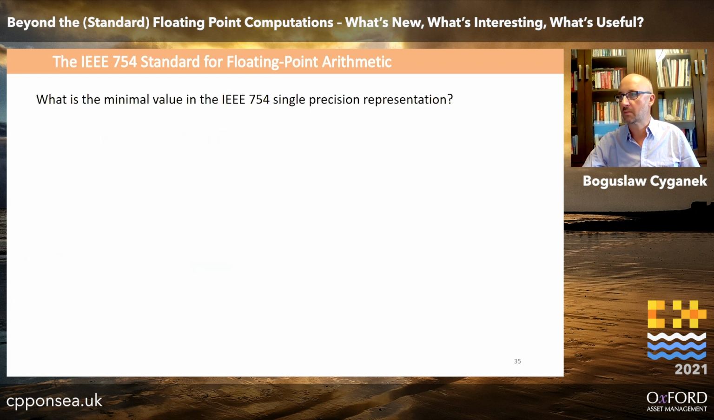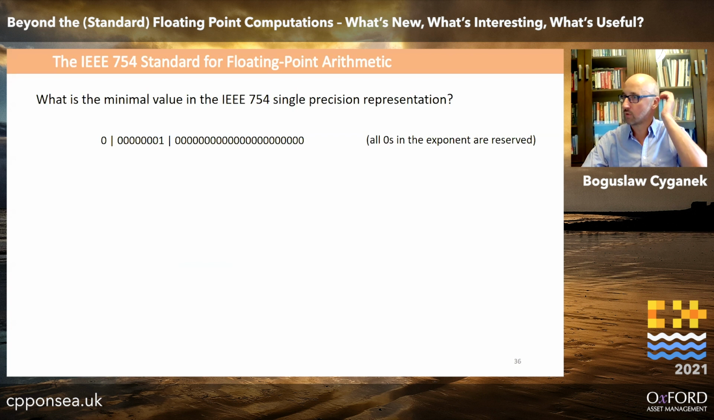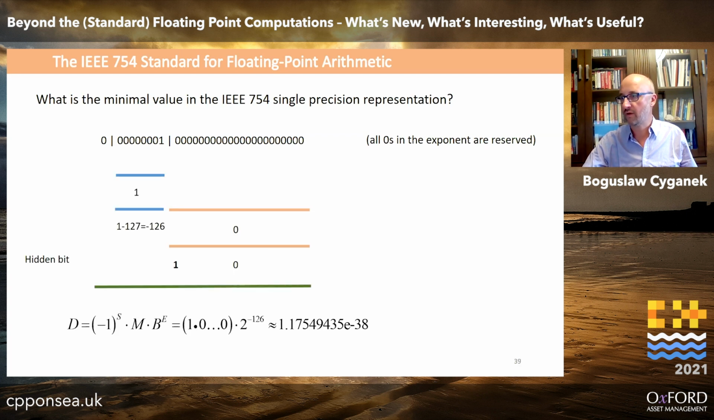So these are standard operations. We can find the minimum value, which is like this, because all zeros in the exponent are reserved for 0. So the minimum value will require at least the one minimum in the exponent. So here is the value of the minimum.